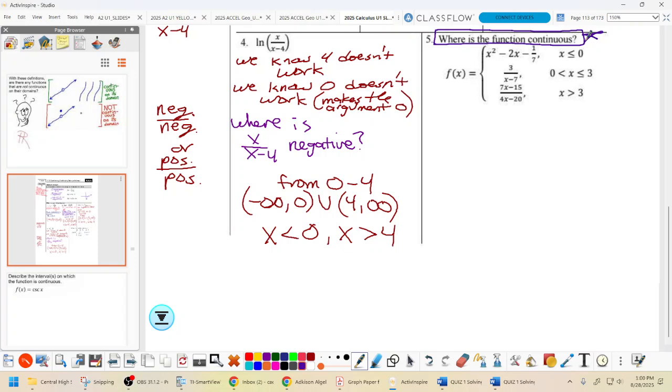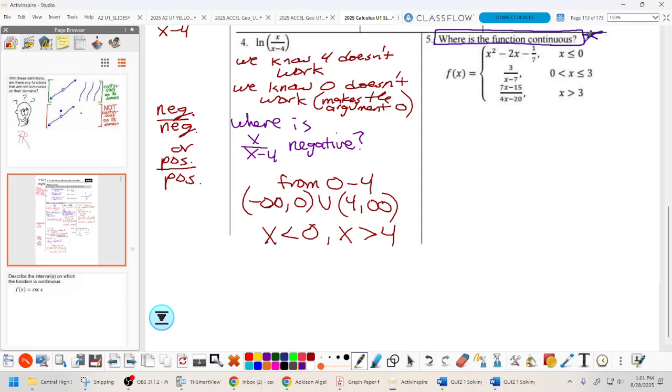So we need to look at 2 things now. One, we need to look at points of the individual pieces that cause trouble. But then we also need to check the borders, the boundary or the partition points, to see if we're continuous. So it's kind of combining what we did on Tuesday and now adding in the domain restrictions as well. Make sense?